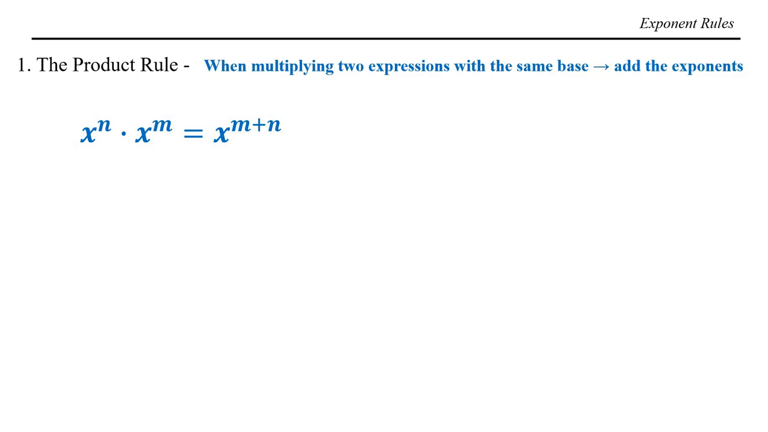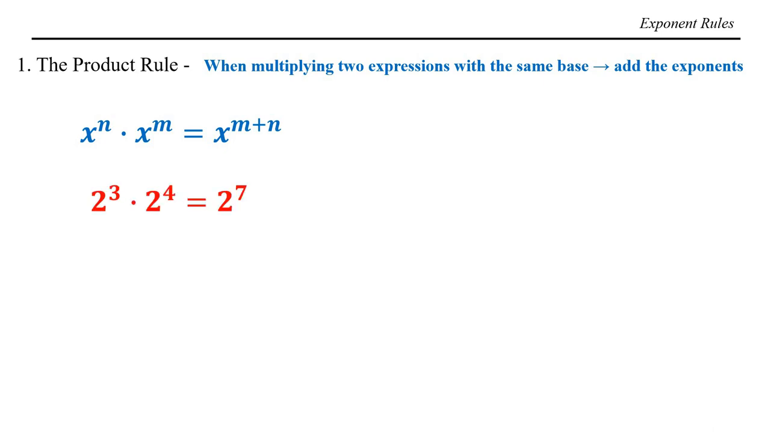So the first rule we're going to go over is the product rule. And that rule states that if we had x to the power of n times x to the power of m, that would be equal to x to the power of m plus n. So when multiplying two expressions with the same base, you can add the exponents. So let's work through that.